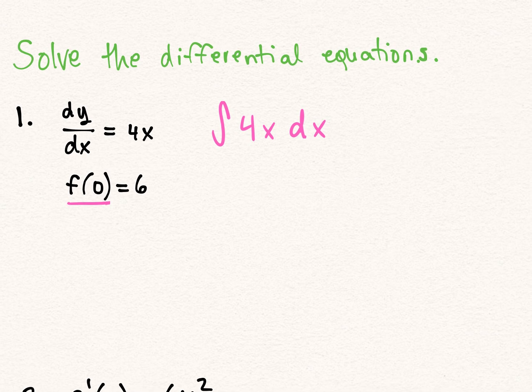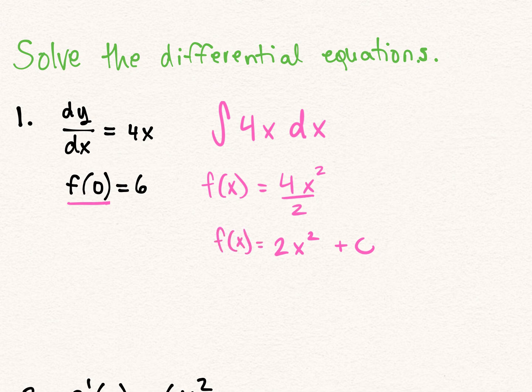So what's the antiderivative of 4x? If we add 1 to the exponent, what does that make our new exponent? 2. And then we would divide by 2. And then when we simplify this, we get 2x squared. What am I missing, though? Plus c. Don't forget, anytime you take the antiderivative, you need the plus c.